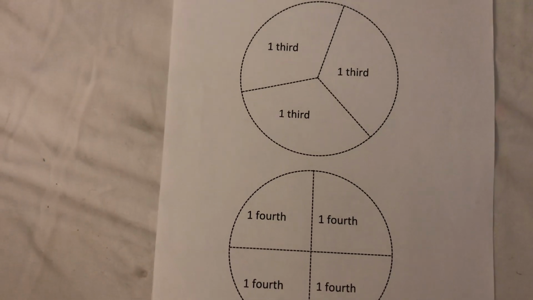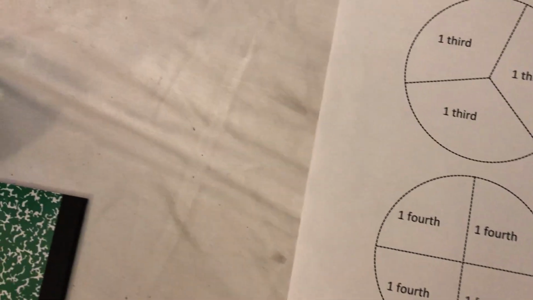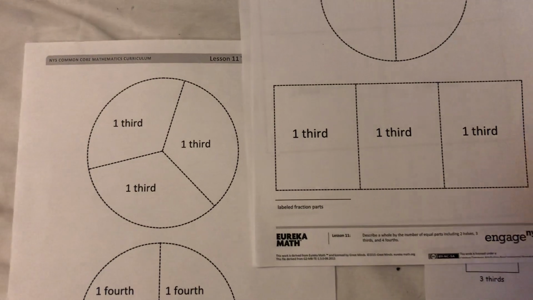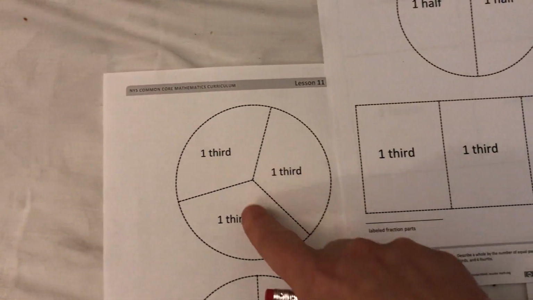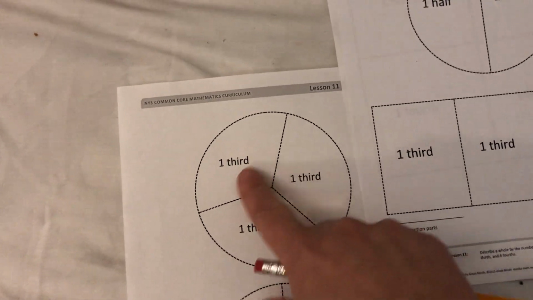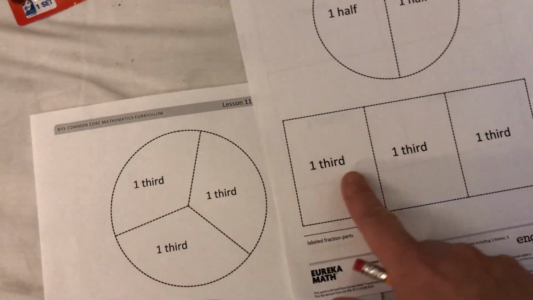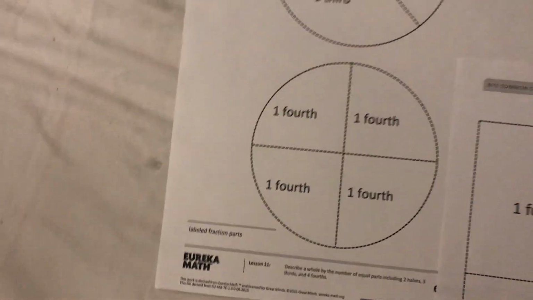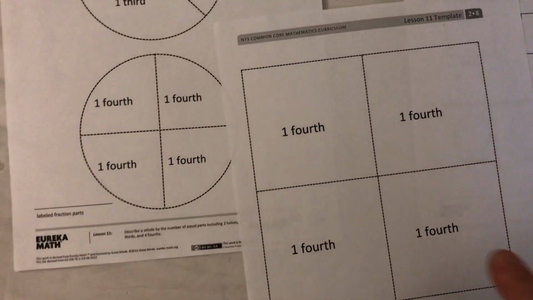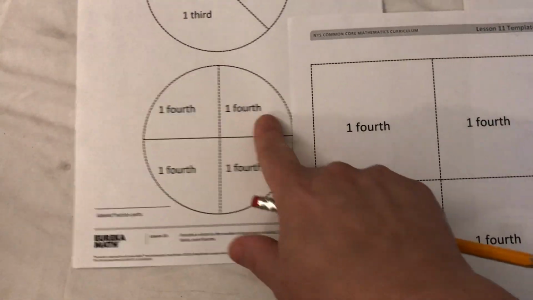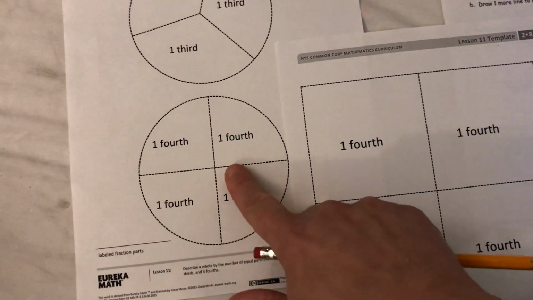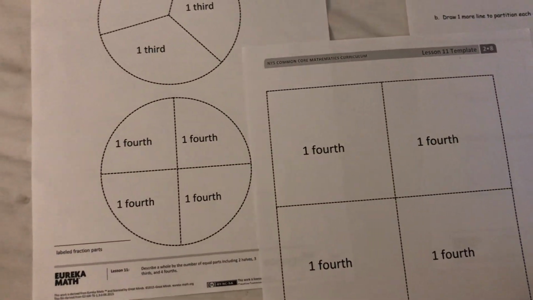Very good. And now sometimes we have thirds that are not in a rectangle. They can be in a rectangle or they can be in a circle. So three parts is thirds. Same thing down here. Sometimes our fourths are not in a big square or rectangle. They're also in a circle. Four equal parts is fourths.